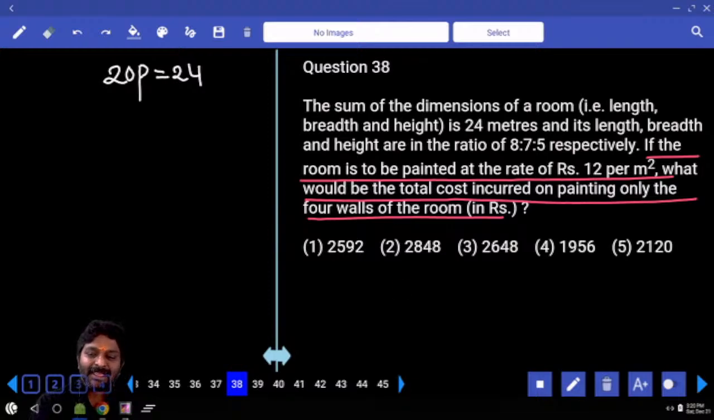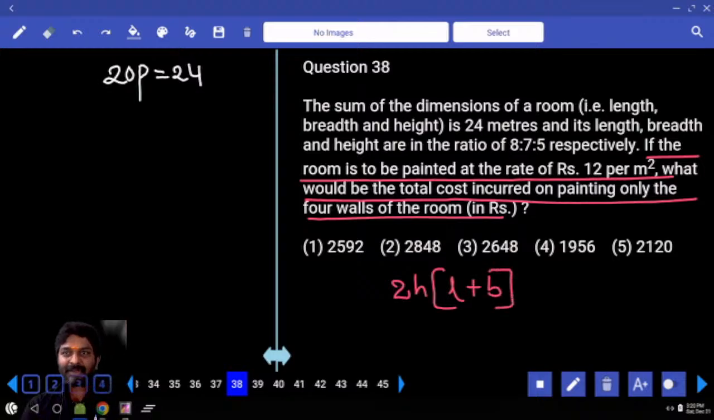The area of the 4 walls is going to be 2H into (L plus B). You know, BH, BH, front and back; left side and right side, LH, LH. So 2 times BH, 2 times LH. So the area is going to be 2 height times (L plus B). Agreed or not?